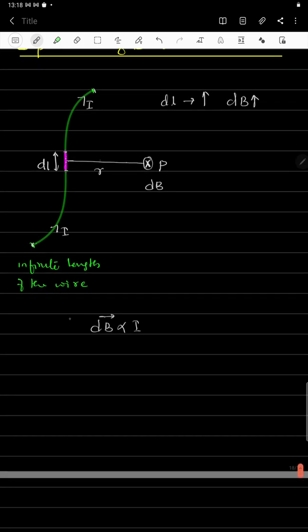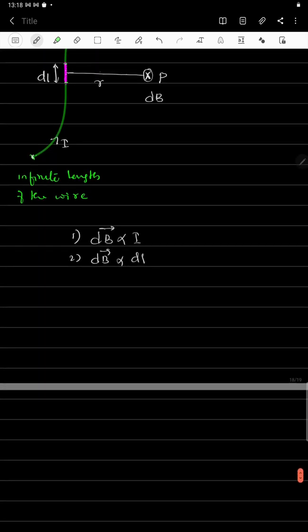So therefore we can write that point, that is dB is directly proportional to the dl.